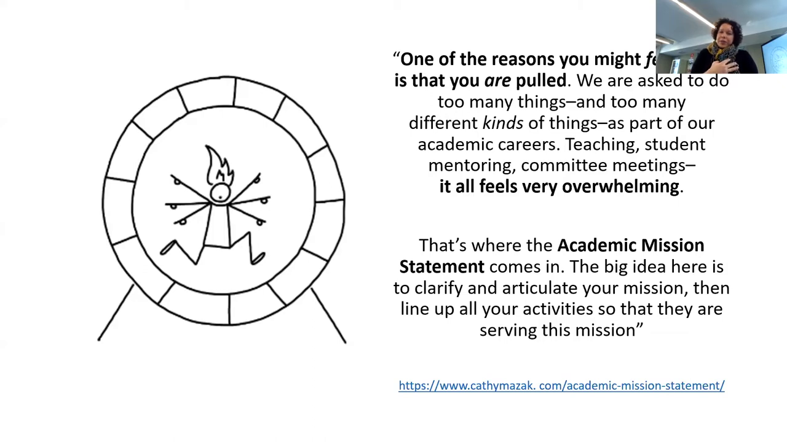At the same time, we need to realize that we've got to do all kinds of different things as academics. We've got to be teachers, researchers, look after students, be on committees, be in meetings, and it can be really overwhelming. So Kathy Mazick, who's a women's writing coach, has put together a structure that I really like, and she runs a free Facebook group, if you're interested. She's put together the structure to talk about what she calls her academic mission statement. The big idea here is we try to clarify and articulate your mission. If you're clear about that and you've got it aligned, then you can use this as a guide to determine what you do or don't do.